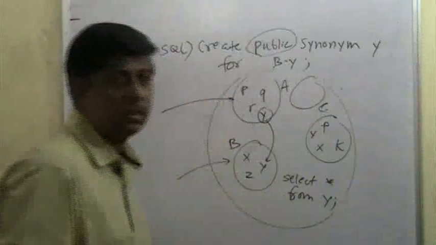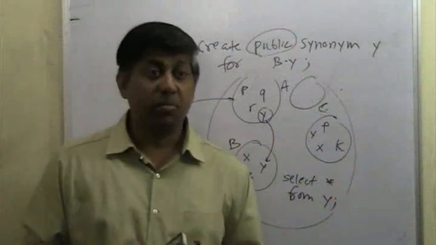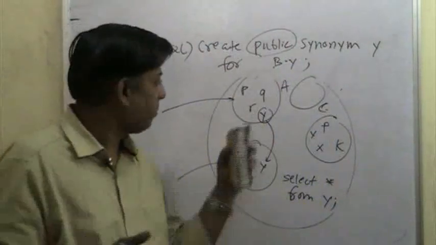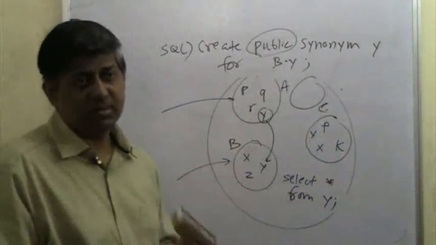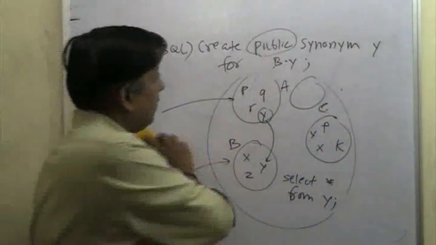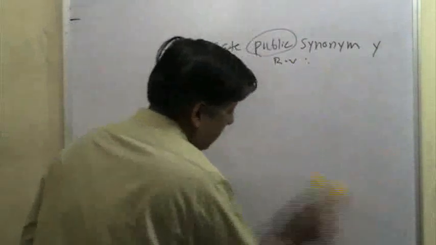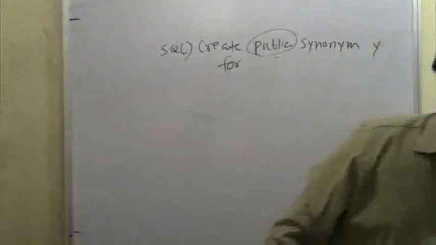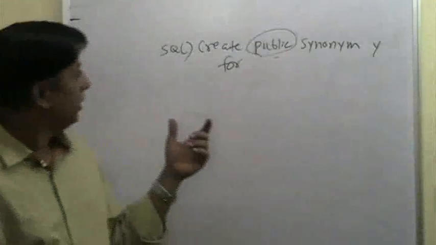It means synonym must be unique. If it is a public synonym, it has to be unique. Yes. But you can have another private synonym of your own. Sir, can you please explain again that last one? The public synonym.